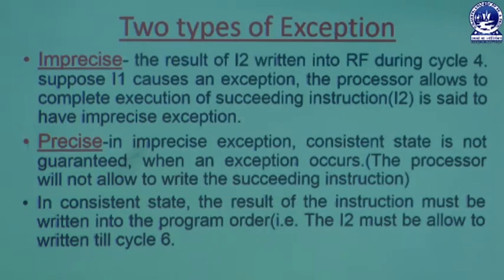One is imprecise and another is precise. In the imprecise, the result of I2 written into the register file during clock cycle 4, I have already discussed in the example. So, if I1 causes the exception, then the processor allows completing the execution of instruction I2. That is called an imprecise exception, and in an imprecise exception, a consistent state is not guaranteed.